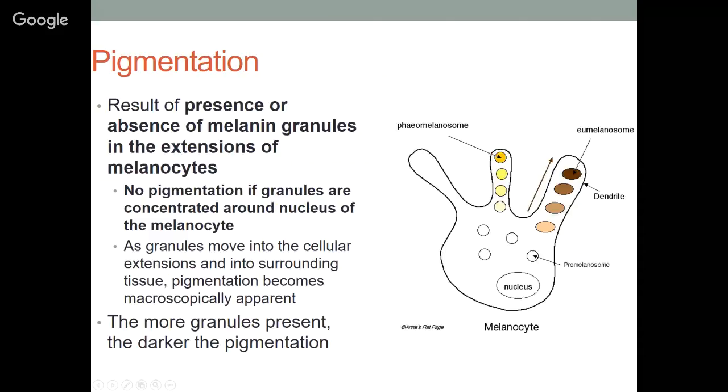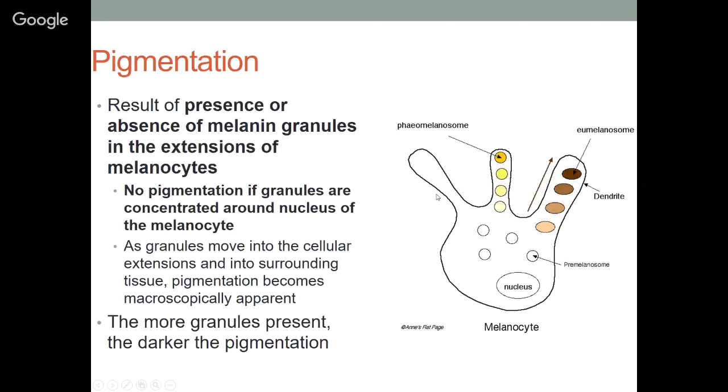Pigmentation is the result of the presence or absence of melanin granules in the extensions of the melanocyte. If you look at this picture here, this is a cell and it has projections coming up off of it. These projections are facing typically toward the outside of the body. What is going on is that as a pre-melanosome is made from around the nucleus, and as it goes up towards the projections, it will get darker and darker. And the more dark melanosomes that are up in these projections, the darker the skin.